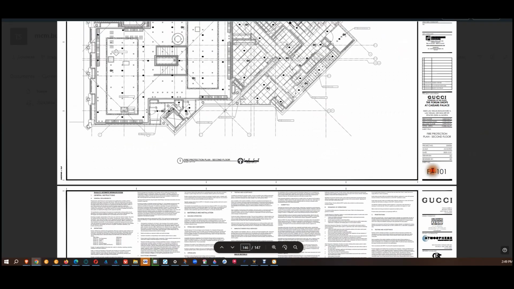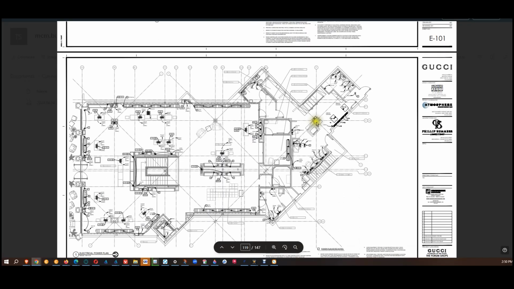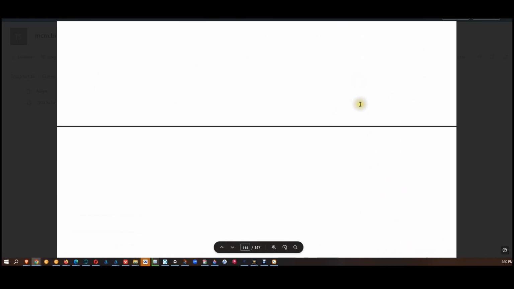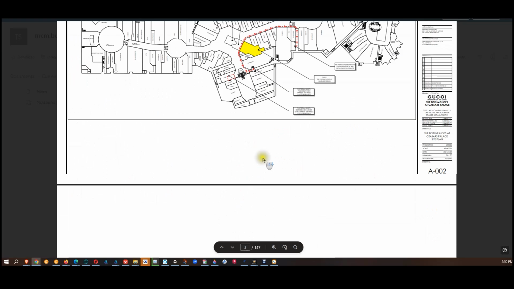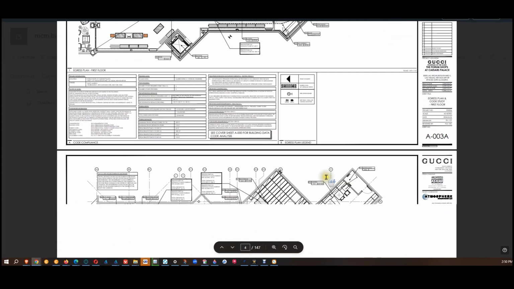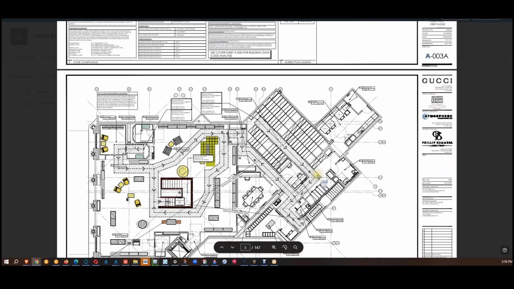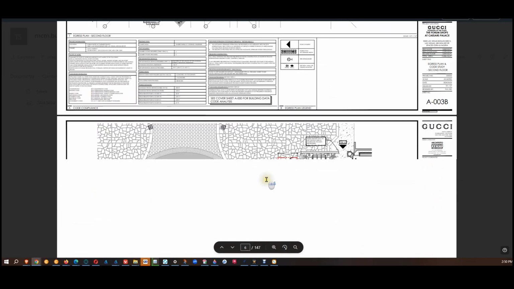FP, probably fire protection would be my guess. E, electrical would be my guess. M, mechanical. Okay, you get the picture. So we want to be in the A sheets. So if someone ever says to you, send me the architecturals, they mean don't send me anything but the A sheets. No need to send them is the bottom line. It's one heck of a big shop, that's for sure.